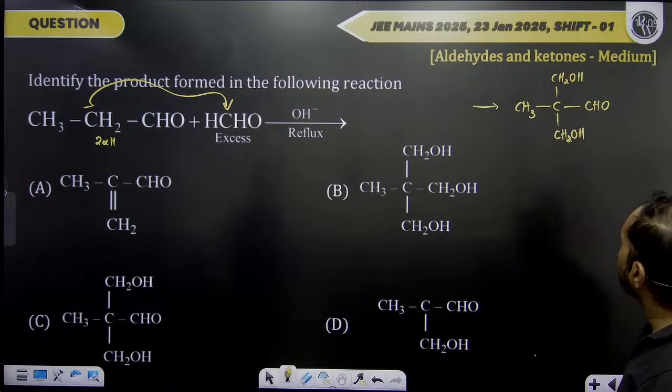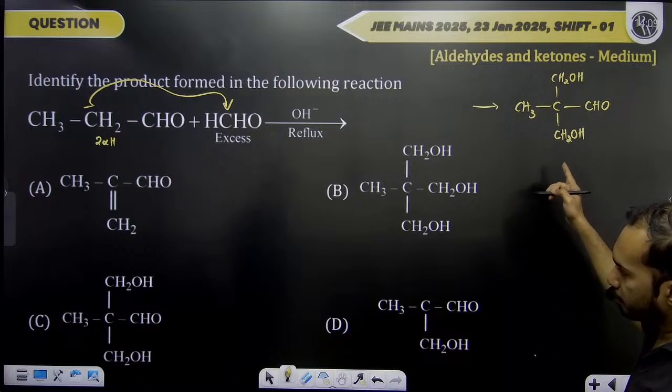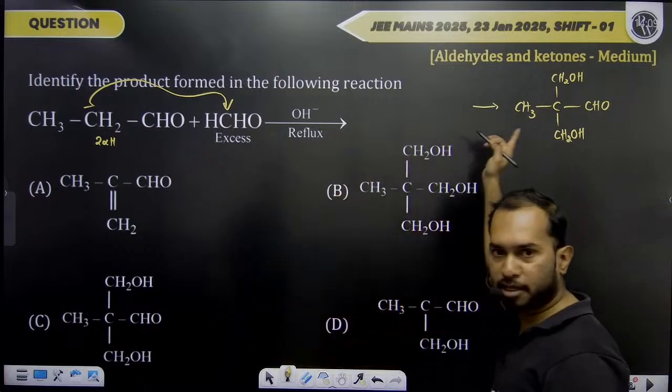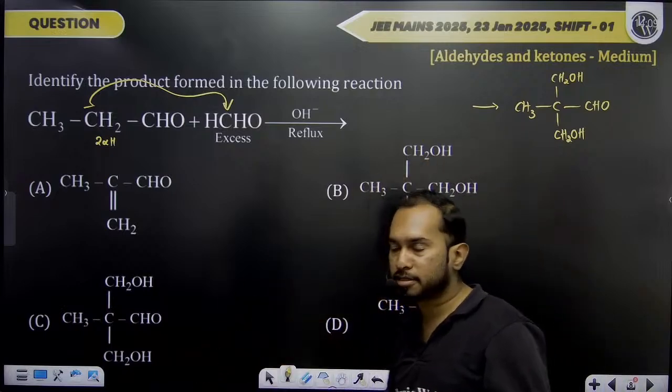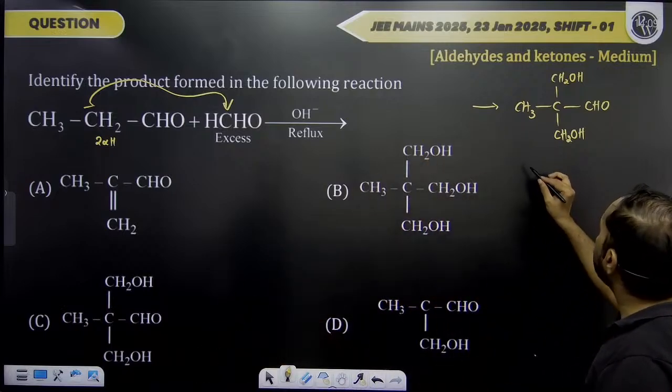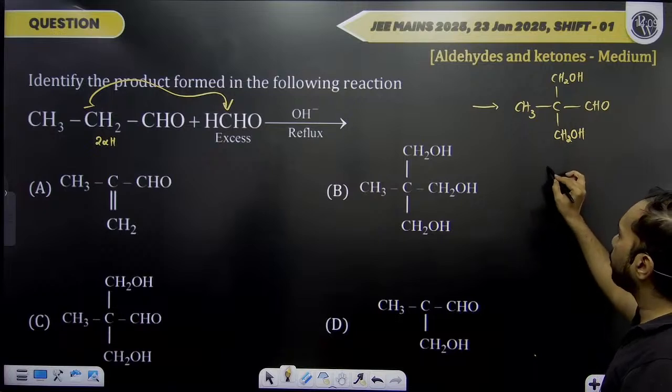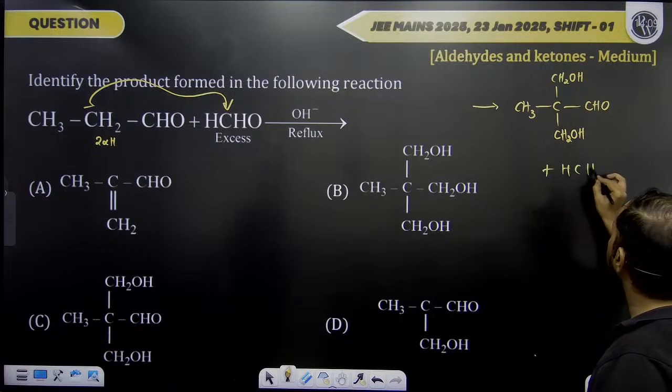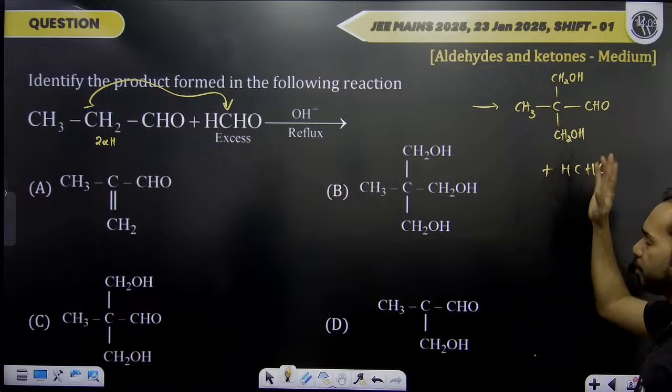I guess in one of the options this is also given, right? Yes, in C option it is given, but this is not the answer. C is not the answer. Why? Because now in the beaker you have this compound and HCHO. 2 carbonyl compounds, none of them have alpha H.